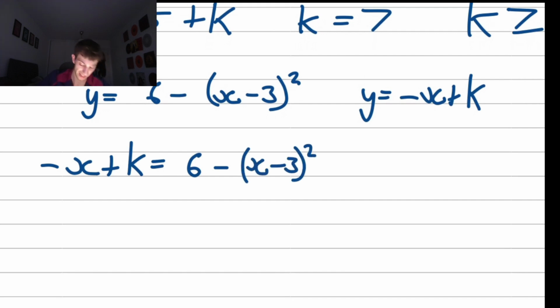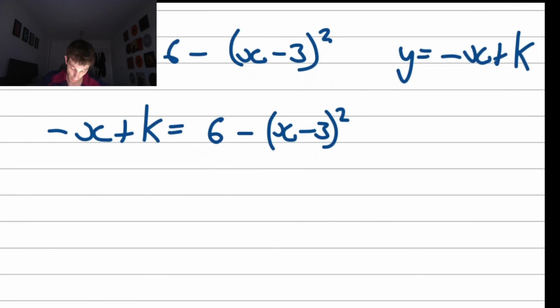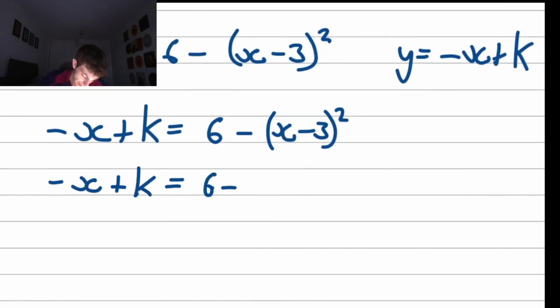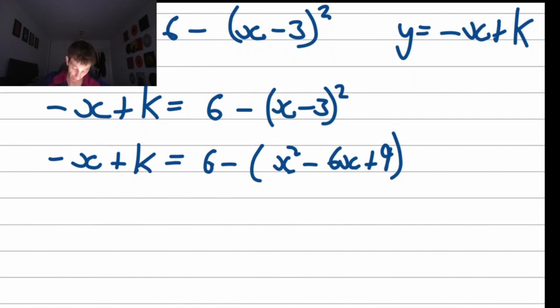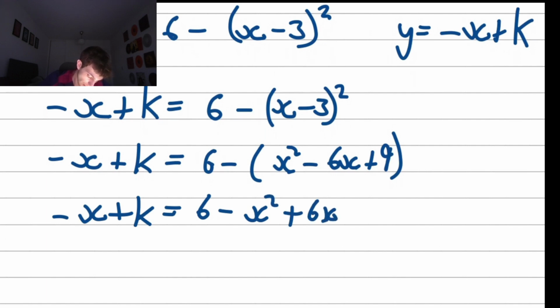From here, let's expand out those brackets first of all. So rewriting it once again, we have minus x plus k equals 6 minus, then we have x squared minus 6x plus 9, just expanding out those brackets. Let's make it even clearer. I'm going to keep writing out every step so we don't make any silly mistakes. 6 minus x squared plus 6x minus 9.